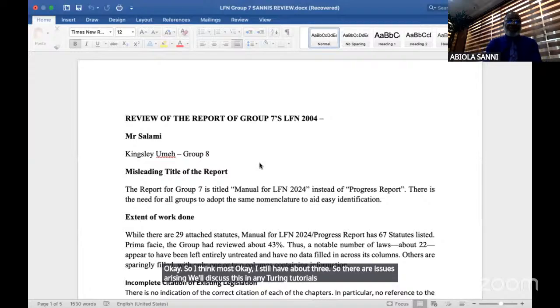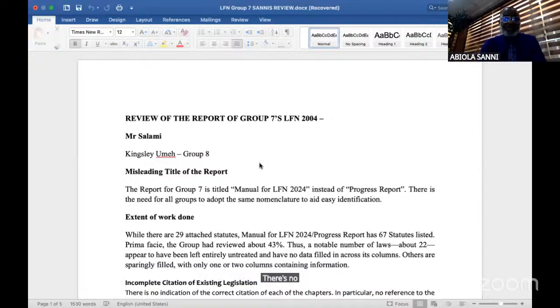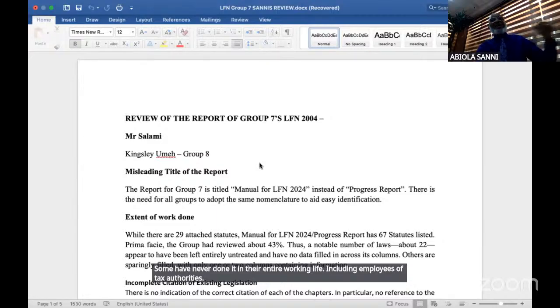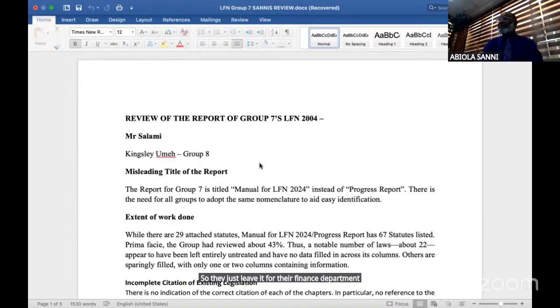Who is liable to administer PAYE? The majority of people out there believe you must have 10 employees. That's a wooden lie. There is no such stipulation in the law. Then what is the role of the employee? Employees have clear roles to play. They have to file assessment, but most employees don't. Some have never done it in their entire working life, including employees of tax authorities. They just leave it for their finance department, who handles it on their behalf.